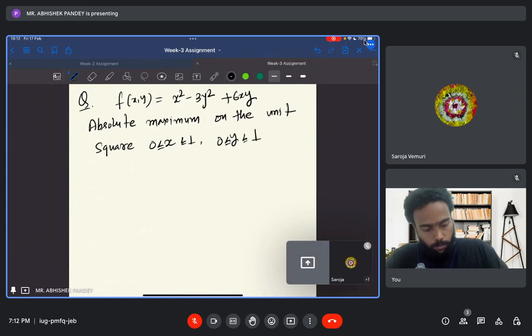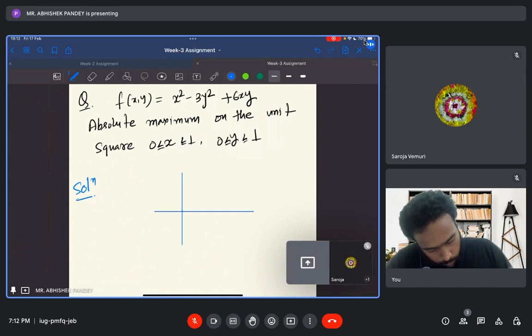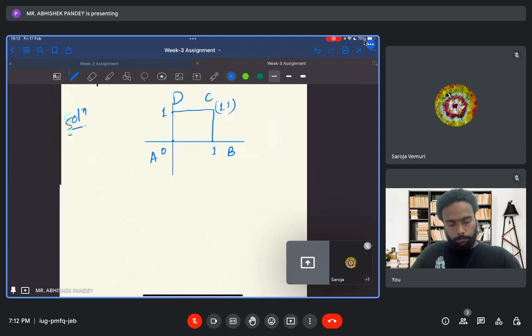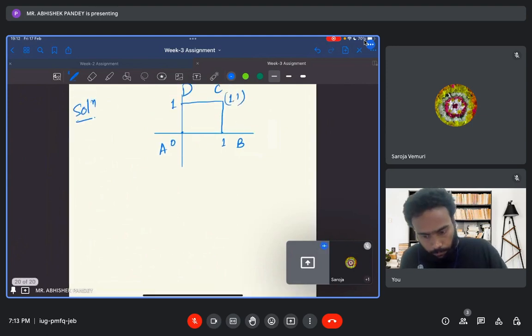Okay, so this is nothing but, this is your 0, this is your 1, this is your 1, so this is your 1 comma 1. Let us say this is A B C D. So your f of x comma y is x square minus 3y square plus 6xy.